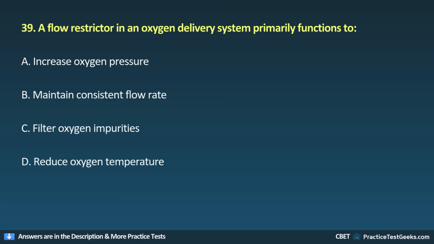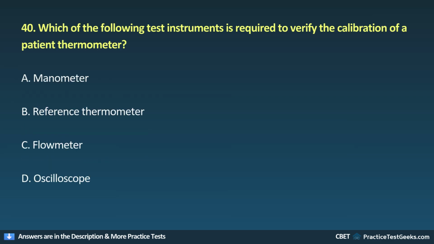39. A flow restrictor in an oxygen delivery system primarily functions to A. Increase oxygen pressure. B. Maintain consistent flow rate. C. Filter oxygen impurities. D. Reduce oxygen temperature. 40. Which of the following test instruments is required to verify the calibration of a patient thermometer? A. Manometer. B. Reference thermometer. C. Flow meter. D. Oscilloscope.